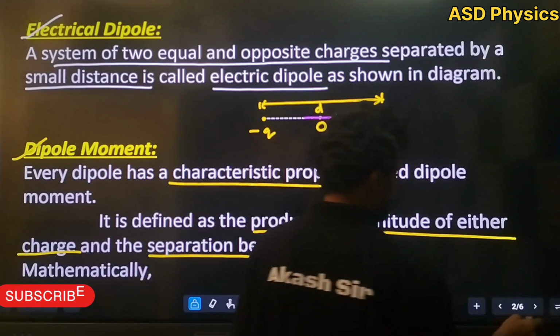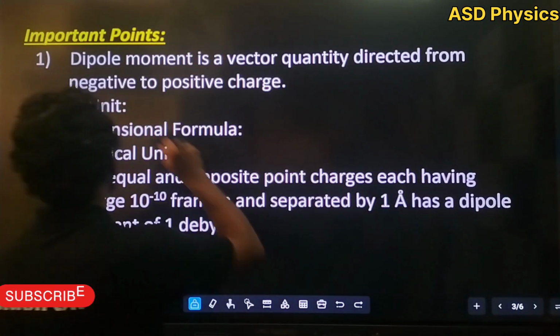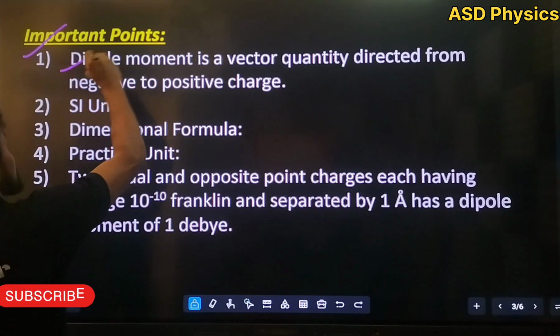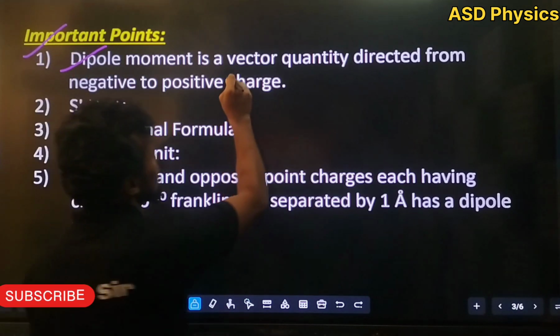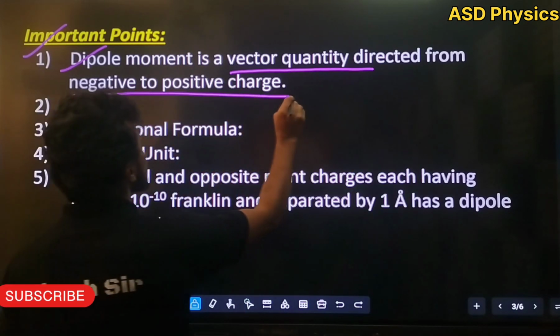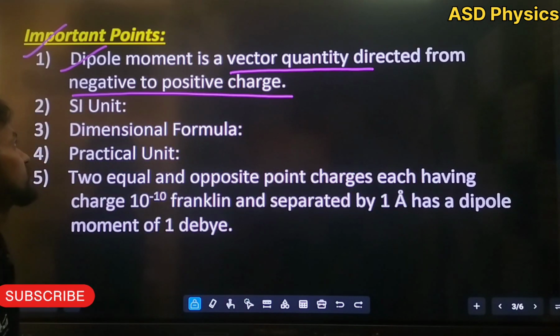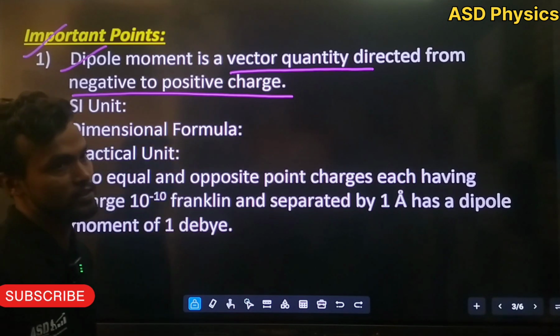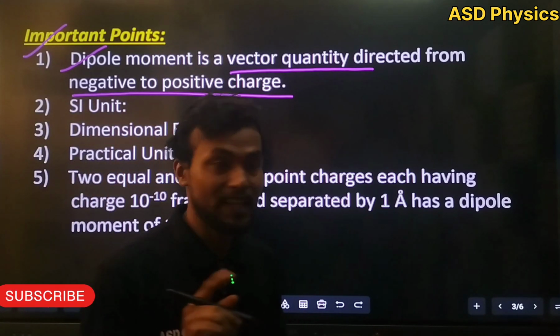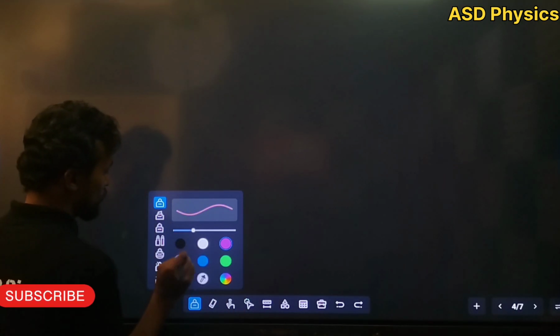Okay students, so let's see here, please, some important points. What are the important points? First one, as I told, dipole moment is a vector quantity directed from where to where? Negative to the positive charge. Second one, students, SI unit. But before starting the SI unit, I have to prove what is the dipole moment here. Okay students, so first let's see what is the dipole moment.